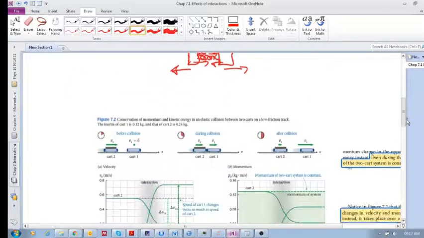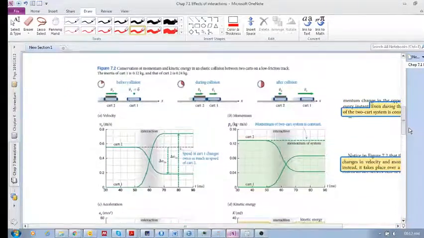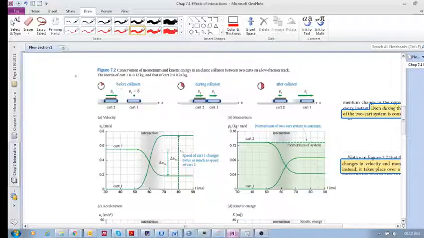Okay, I think that's good for this video. I'm going to carry on with 7.1 in the next one or two videos. In the next one, we're going to look at the actual interactions and how they affect velocity, momentum, acceleration, and kinetic energy.